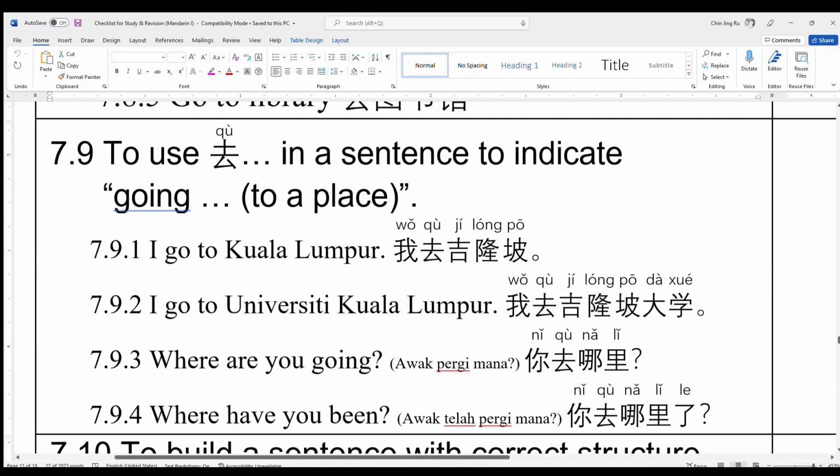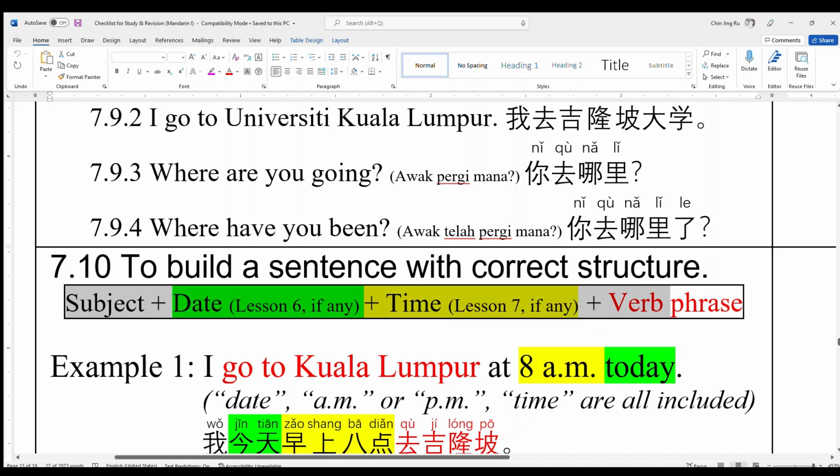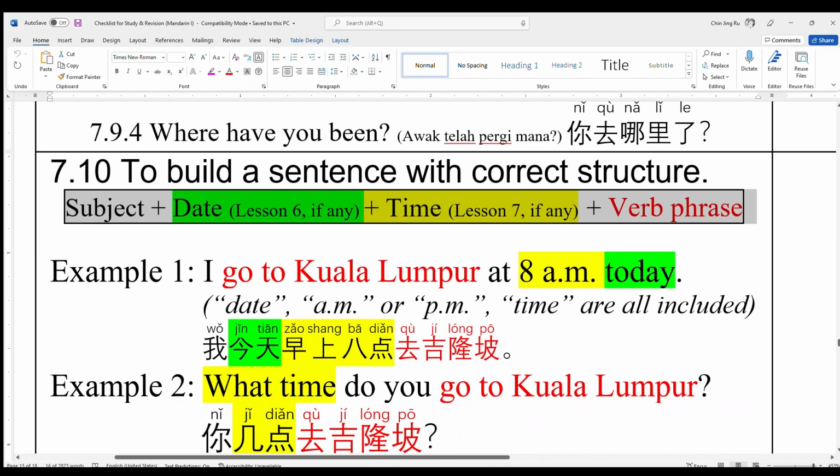Once you are familiar with a formula or structure like this in Mandarin, for any sentence you make, you just fill up the spaces at the correct place with the correct word. The first place is always the person. Who is involved? After that, you say the date if necessary. Then only you say the time: what time, what o'clock, AM or PM. Then only the action that you did.